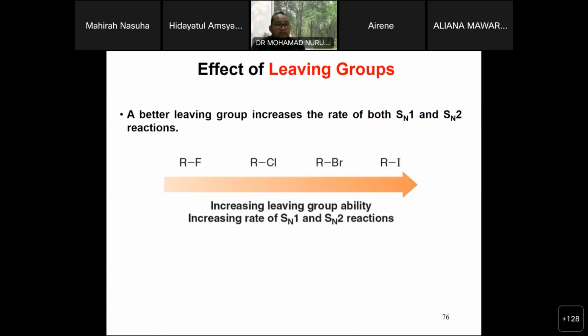So the third one is the effect of leaving groups. As I said, a better leaving group increases the rate of both SN1 and SN2 reactions. By differentiating the alkyl halide, we cannot tell whether they favor SN1 or SN2. Right now, there are only two effects we can refer to as SN1 or SN2. The first one is the alkyl halide. The second one is the nucleophile.